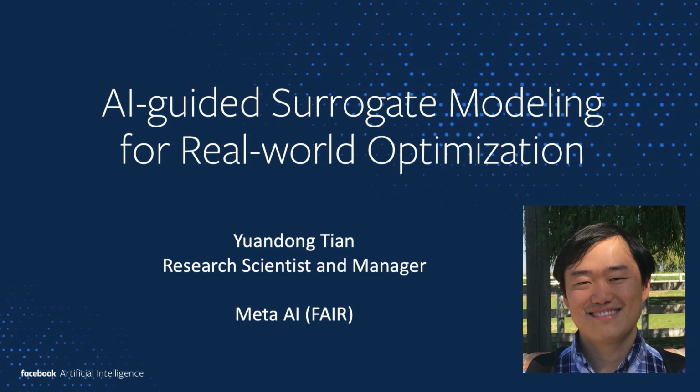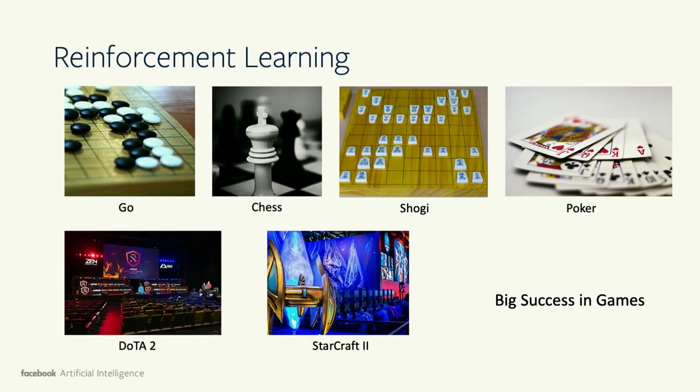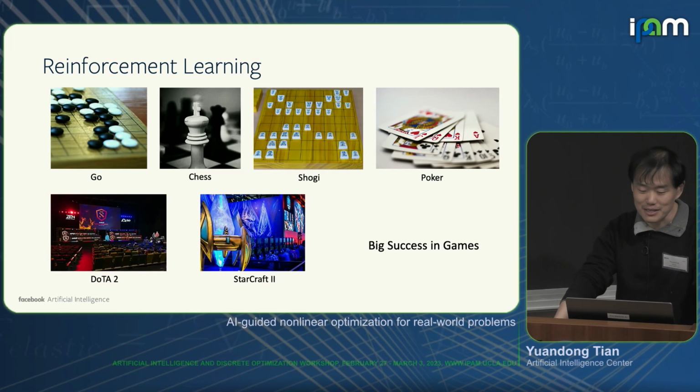So today I'm going to talk about AI-guided surrogate modeling for real-world optimizations. I changed the title a little bit to more faithfully reflect the content of the talk. Okay, so I previously was working on reinforcement learning and still working on reinforcement learning. And reinforcement learning has been very successful in many games, right?